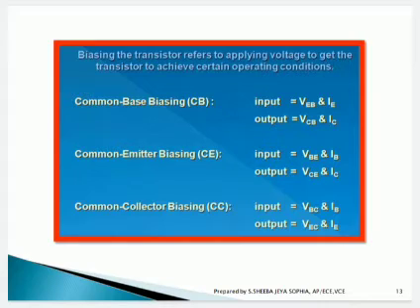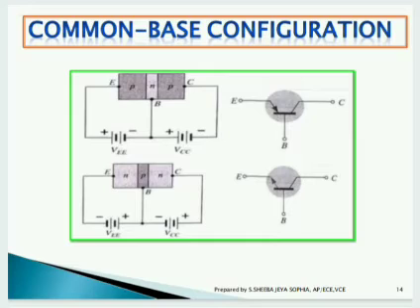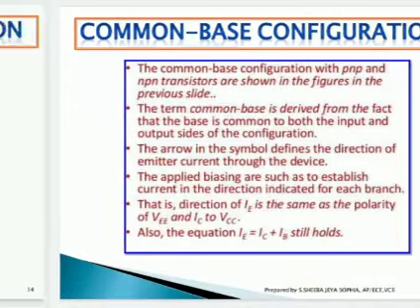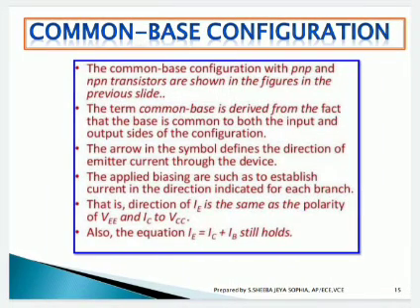Correspondingly, in common collector biasing, the input is equal to VBC and IB, and the output is equal to VC, EC and IE. Moving to the common base configuration, you can clearly see both the NPN and PNP configurations for common base. The common base is nothing but the base is taken as the common point for both the input and output sides of the configuration.